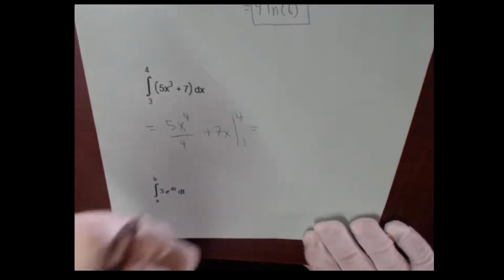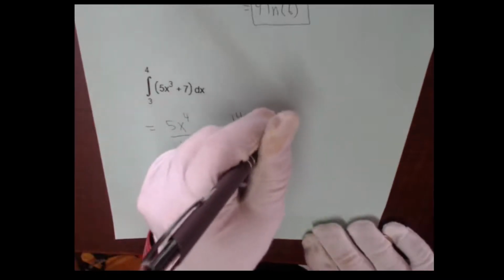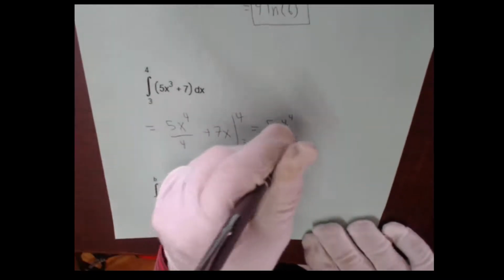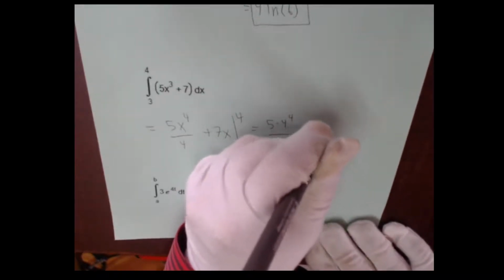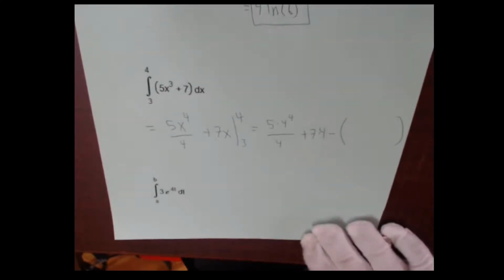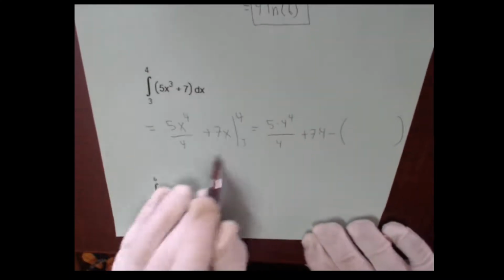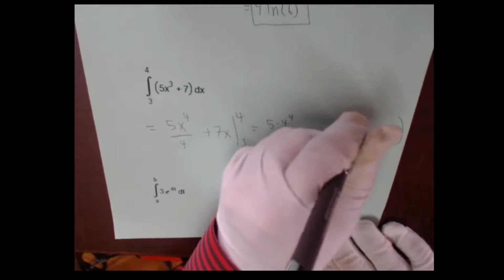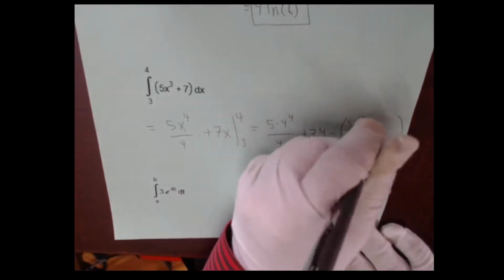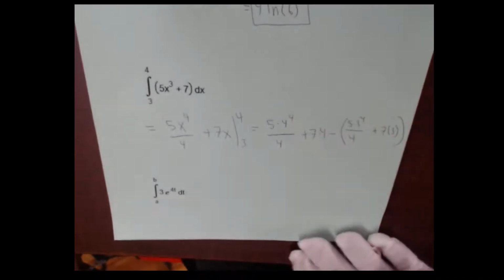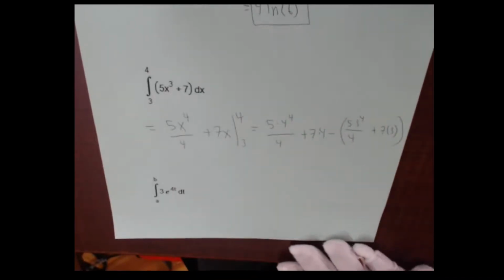As we evaluate this, this is going to be 5 times 4 to the 4 divided by 4 plus 7 times 4 minus, and don't forget your parentheses. That's maybe the most common mistake. Now we plug 3 into the entire function. So 5 times 3 to the 4 divided by 4 plus 7 times 3. Okay, that's how you do this.